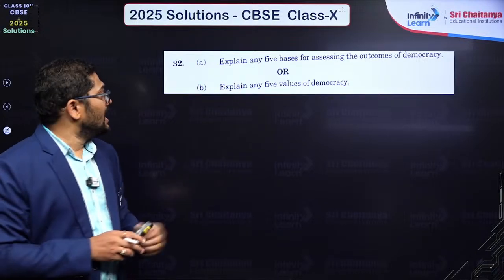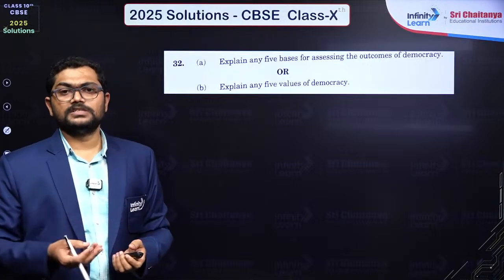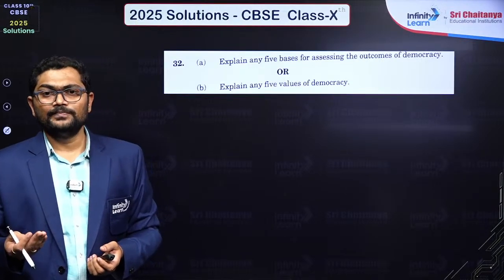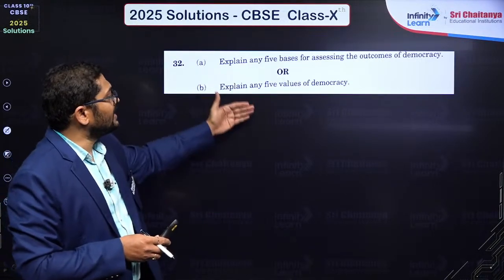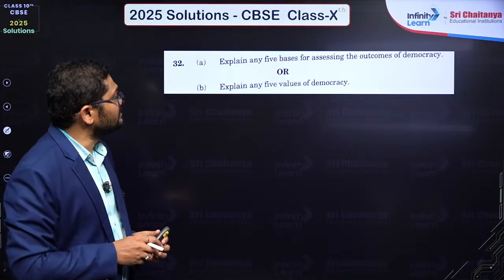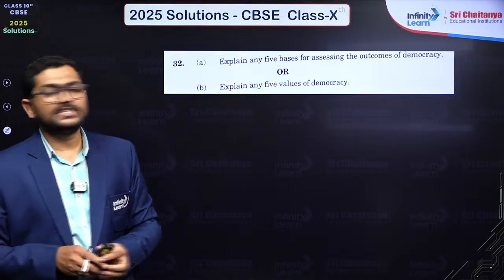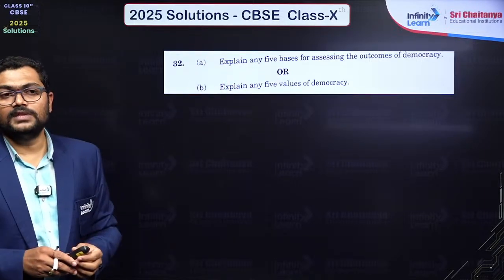Then we have to explain any 5 values of democracy: accountable, responsive, legitimate, transparency, corruption-free. All these values we can write for 32B. The 5 values of democracy and 5 bases for assessing the outcomes of democracy. A straight question from outcomes of democracy.